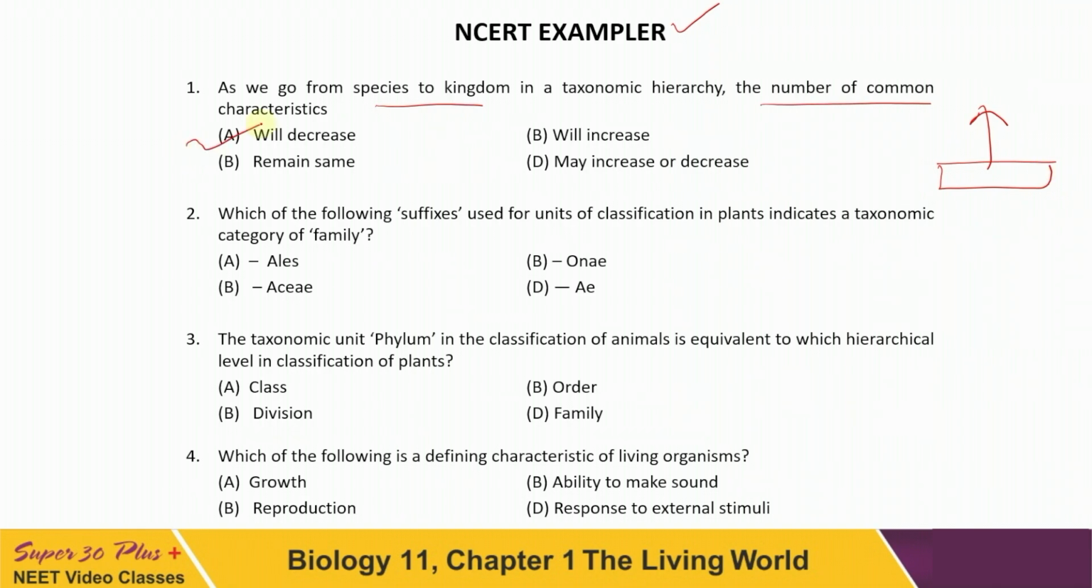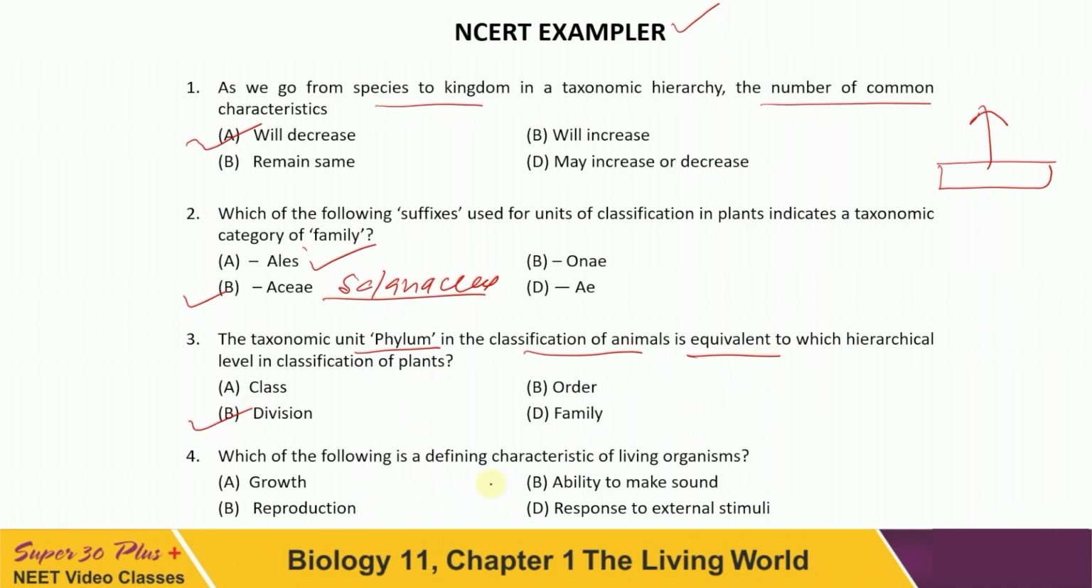Is it right? Come to the next point. Which of the following suffixes used for units of classification in plants indicates the taxonomic category of family? You see, ales is used for order. These are things that you can identify. That one is Solanaceae. Are you remembering? That is Convolvulaceae. Next, the taxonomic unit phylum is used for animals. What is the equivalent term for plants? Very easy question. That is division.